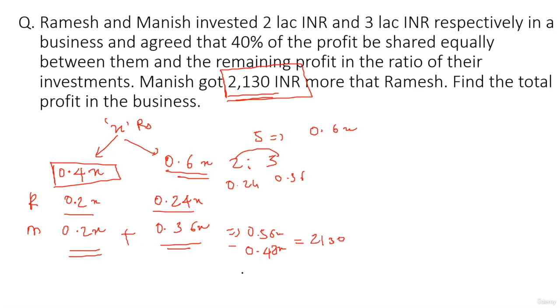Subtracting them, you will get 0.08x is equal to 2130. From here you can calculate the value of x. Let's remove two zeros first. So 213,000 divided by 8. That is the required answer in this case.